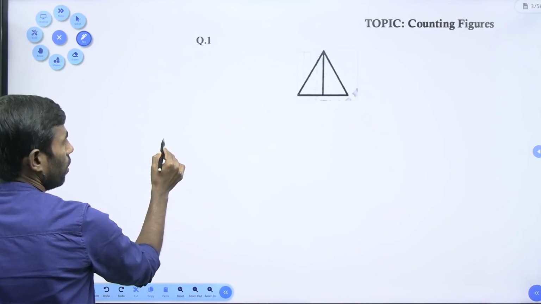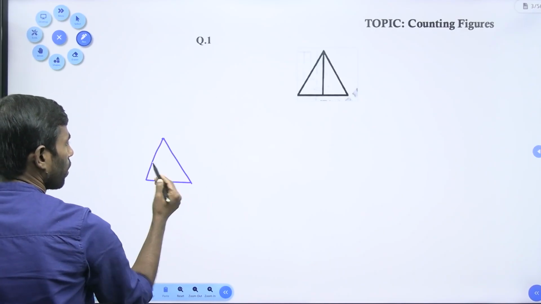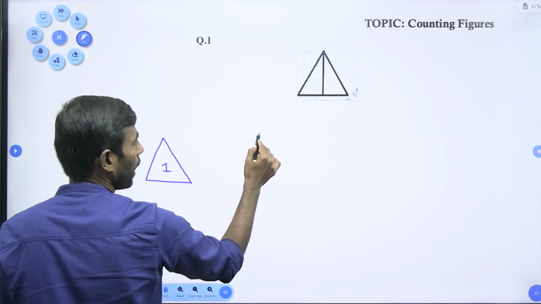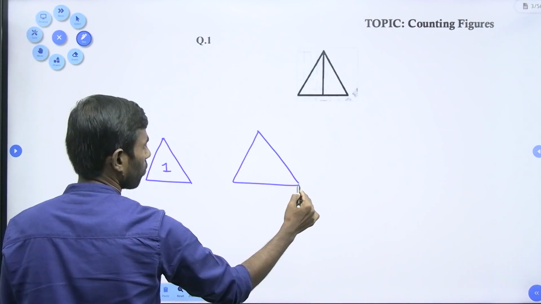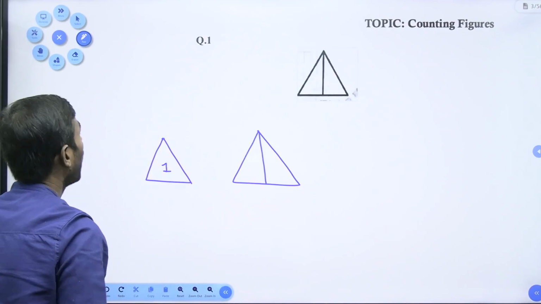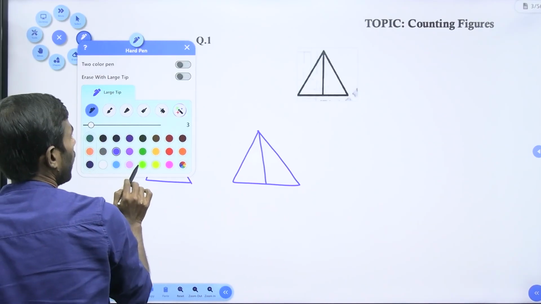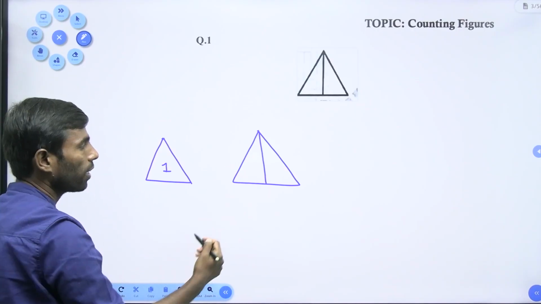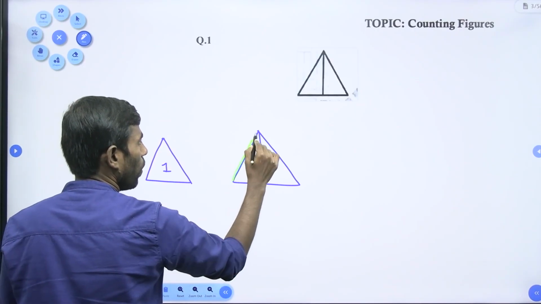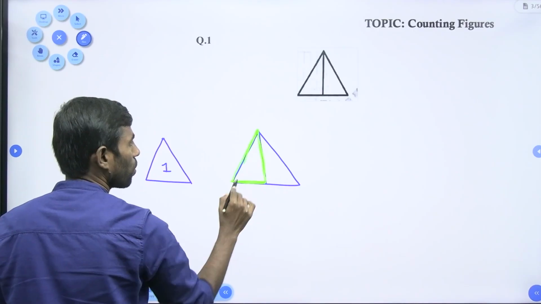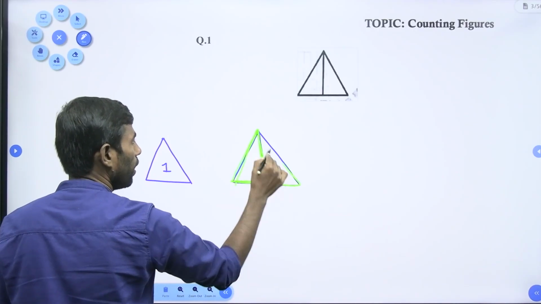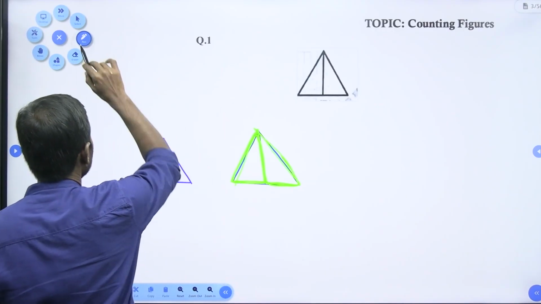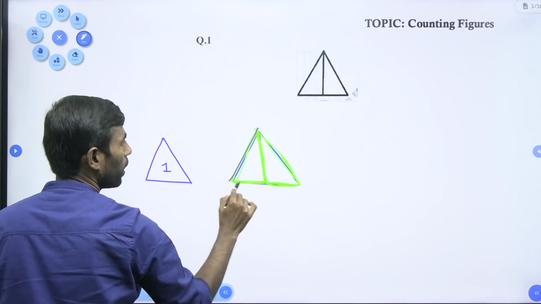Suppose this is one triangle. In the given figure, the triangle is like this. How many triangles are there? First, we study how to identify the triangles. This is one triangle, this is another triangle, and this is another triangle. Two small triangles, one bigger triangle.